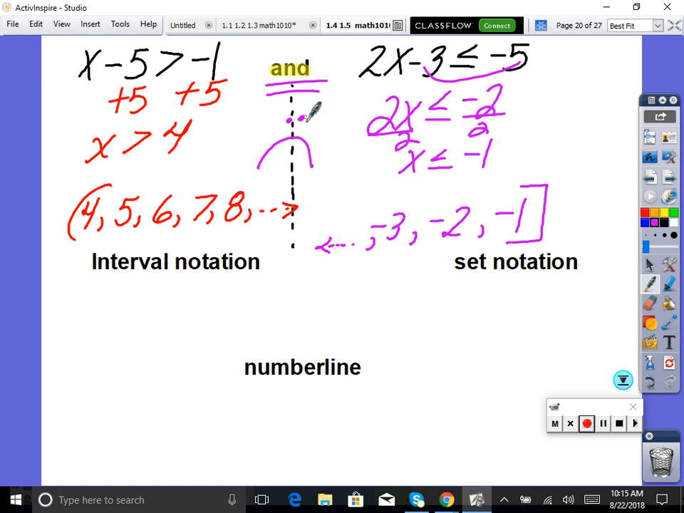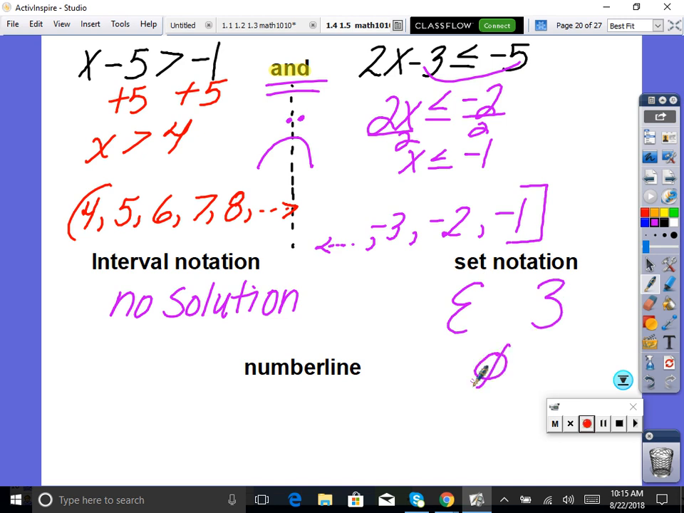Yeah, there's no solution. This one starts clear over here at 4 and goes to infinity. This one starts at negative 1 and goes to negative infinity. They're never going to intersect. So our interval notation would be no solution, because we can't put it in an interval if there's not something to put in. Our set notation is the empty set. We can draw that on a number line, but there would be no intersection. You guys see what I'm saying?